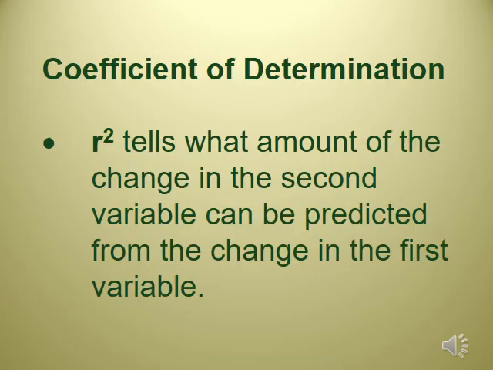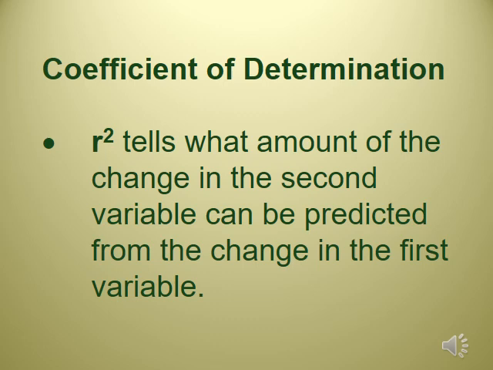The next topic that comes up in this chapter is what's called the coefficient of determination. Coefficient of determination is R squared, and you probably noticed a line on the calculator readouts that said R squared. That's literally the number R taken times itself, R squared. And what that does is it tells you the amount of change in the second variable that you could predict from the change in the first one.